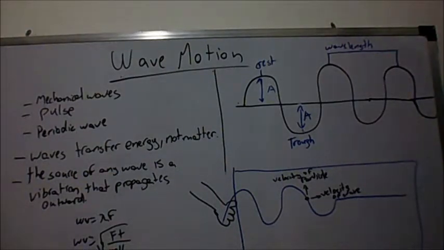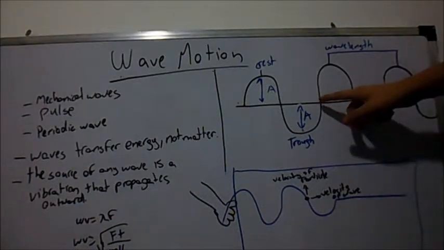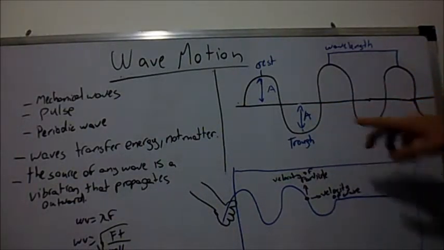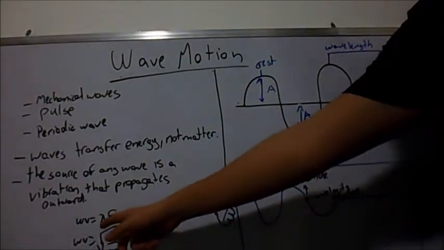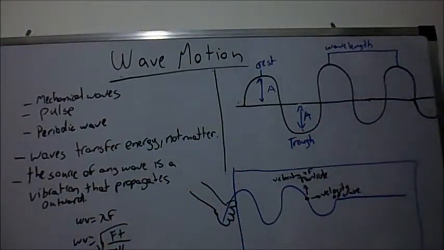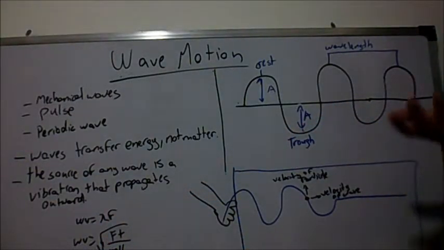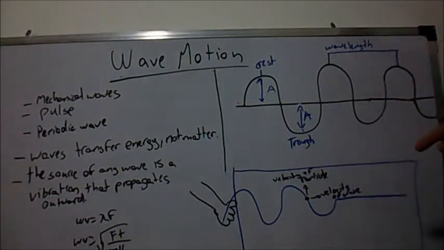Now, there are different parts of waves. There's the crest, which is the highest part of the wave, the trough, which is the lowest part, the amplitude, which is the distance from the equilibrium point, and the wavelength, which is the length between any two equal parts of a wave. Now, there is something called the wave velocity, which is calculated by the wavelength times the frequency. It's easy. How many times does a certain part of the wave pass a point in a second?